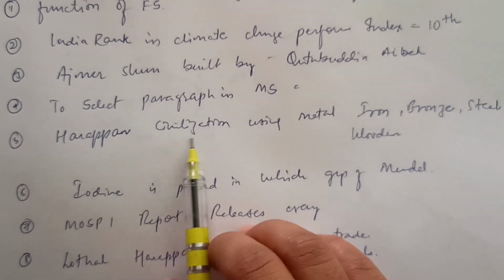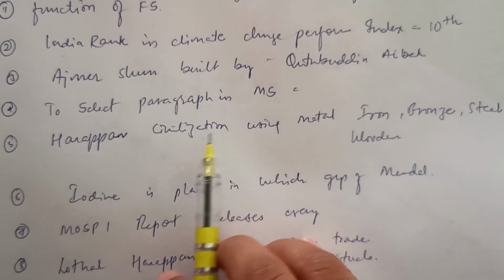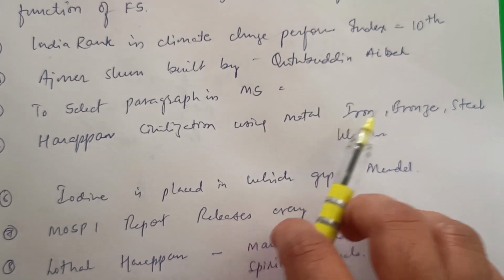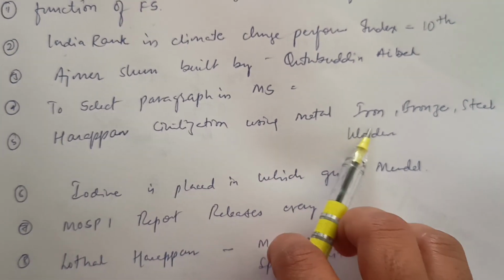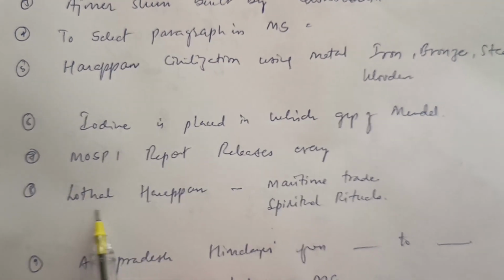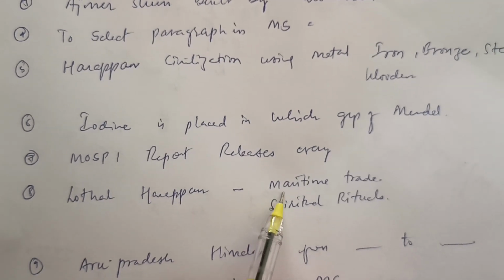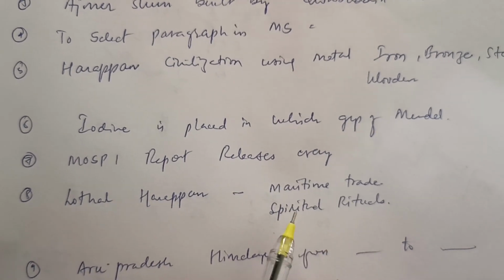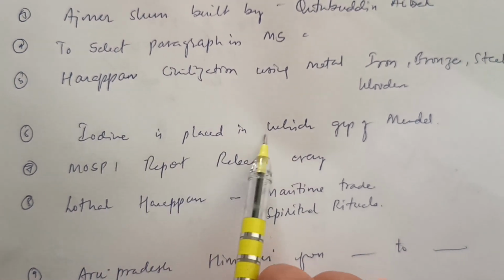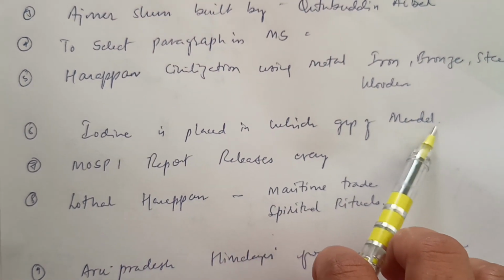One question was related to the Harappan civilization. The people in that civilization were using what kind of metals for tools: iron, bronze, steel, wooden. Like this. And one more question was also there on the Harappan civilization only. I think it is, yes, it is here. That is Lothal. The options were like maritime trade or spiritual rituals, and 2 more options were there. I can't remember now. Then one was, iodine is placed in which group of Mendeleev's periodic table.